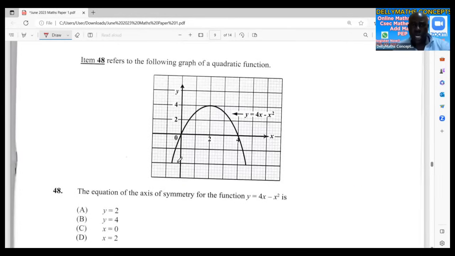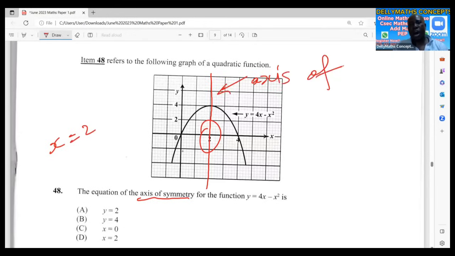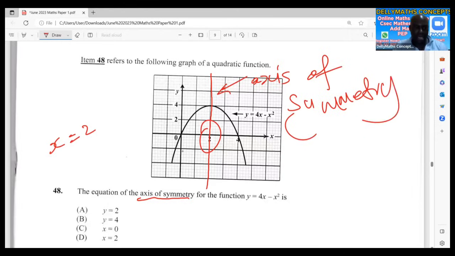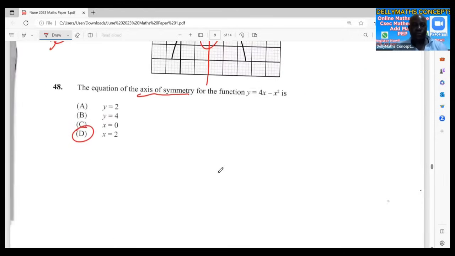48 refers to the quadratic function. The equation of the axis of symmetry for the function y is equal to 4x minus x squared is what? The axis of symmetry is an x value that cuts the quadratic curve into two equal pieces. So if you think about it, it is this line here. That's my axis of symmetry. And it's where x is equal to 2. X is equal to 2 is my axis of symmetry right there. So we look for that. The answer is x is equal to 2, and that is D.